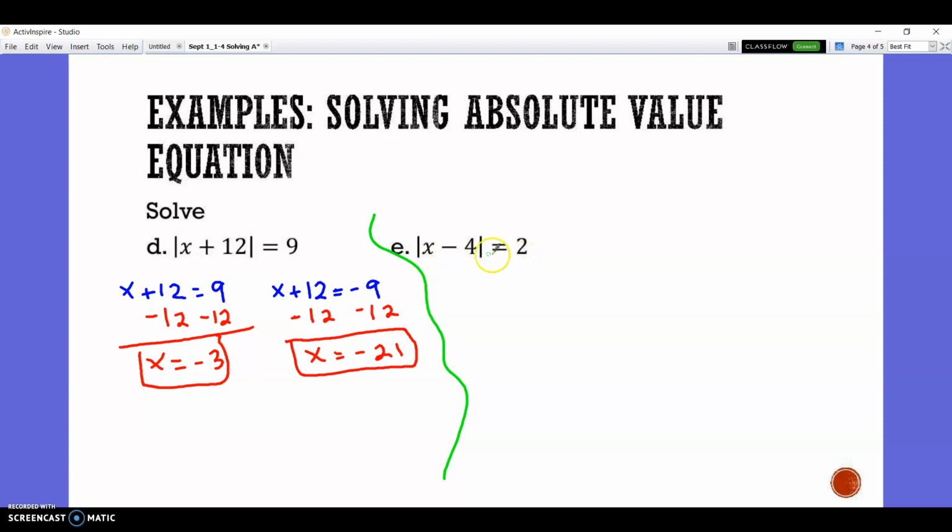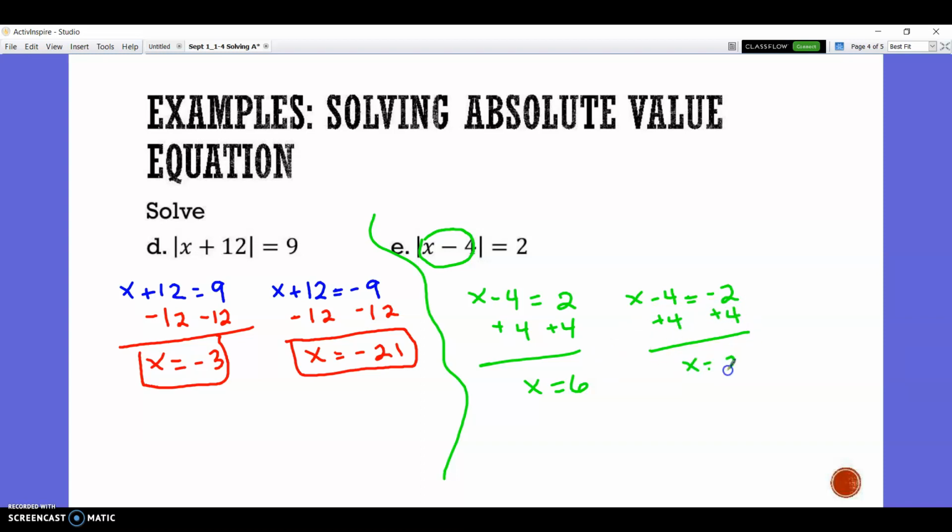x minus 4 is equal to 2. So the only two numbers that x minus 4 could equal are 2 and negative 2. So right here, add 4. So we get x is 6. Here, add 4. And we get x is 2.